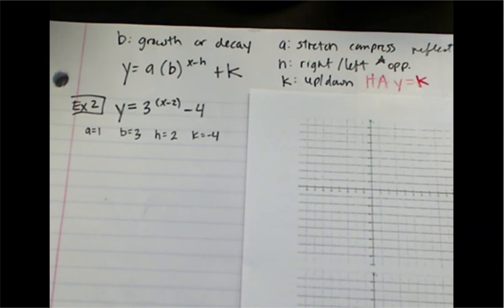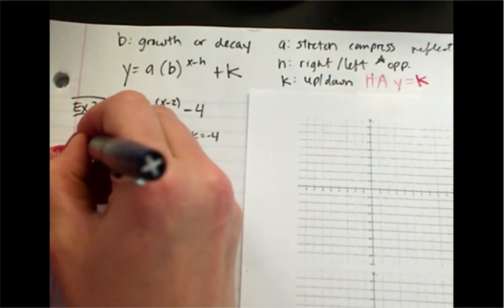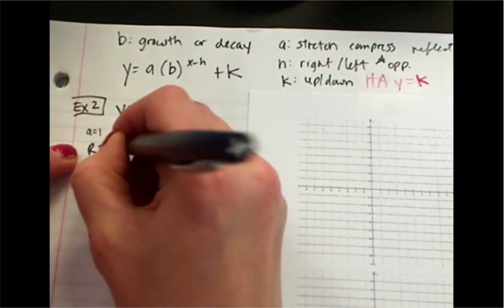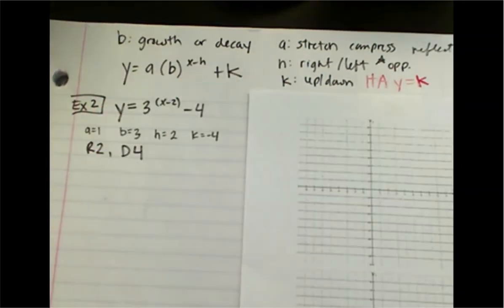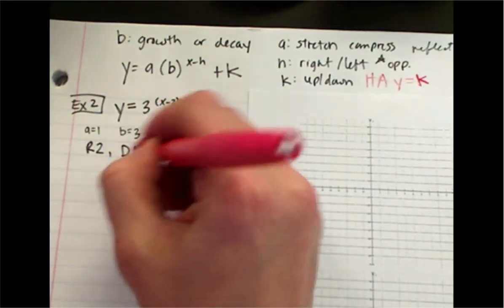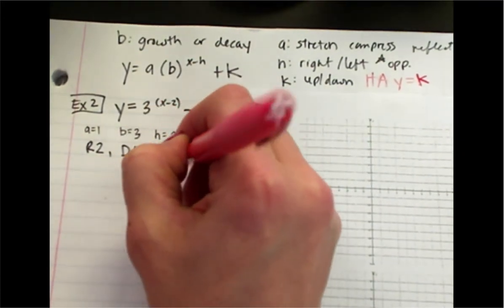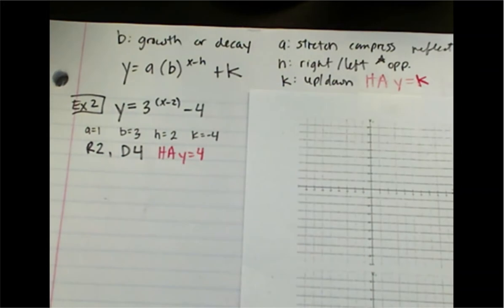You will see an extra number in front like 2, 3. Okay, so you'll see another coefficient next to the part with the exponential. Okay, let's actually define the transformation. So this is right 2, down 4. And as soon as I see that down 4, I'm going to write HA, y equals negative 4, right next to it.